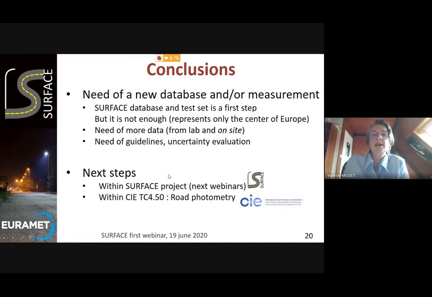So the next steps, I mean, we will address some of these questions during the Surface project, especially we will propose some guidelines of measurements. We will propose a methodology to evaluate uncertainty. And as Joanna said, we did some round-robin tests during our project. So we will have knowledge about the uncertainty of lab and on-site devices.